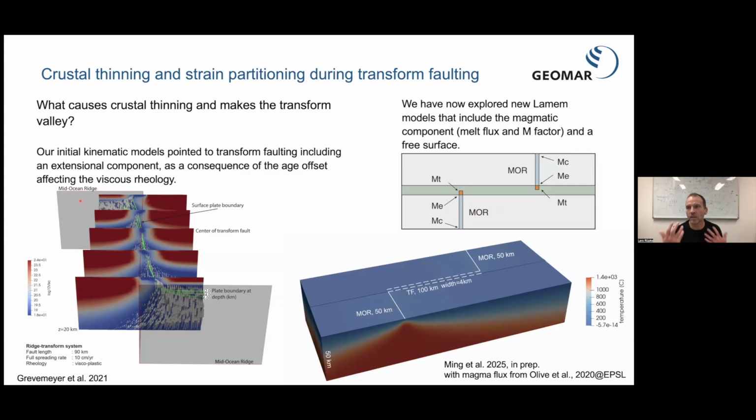And in those models, you can include the classic formulation of the magmatic component, meaning something like an M factor, like a source term in the mass conservation equation that adds material depending on a magma flux. And Ming is using the magma flux formulation from Jean-Arthur Olive, which basically relates the amount of melt produced, either computed or parameterized, and then it's added in the brittle region. And that results in a prediction on the M factor, so how much of the extension is compensated by magmatism. So in these models, the question is if the observations we had on the obliqueness driving the extension and causing the valley would hold up there.